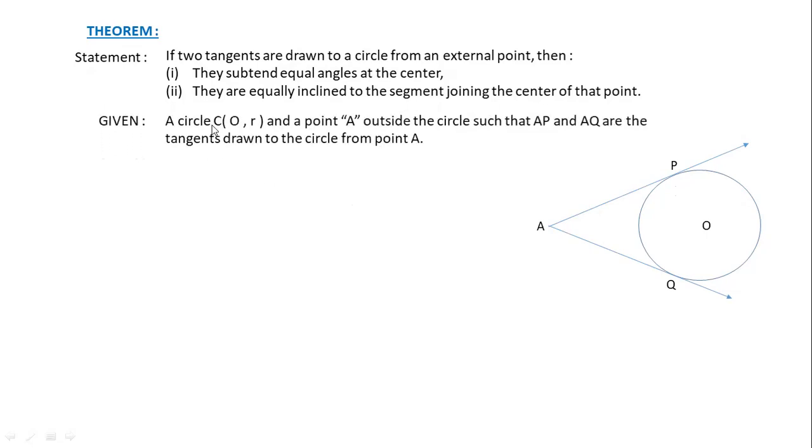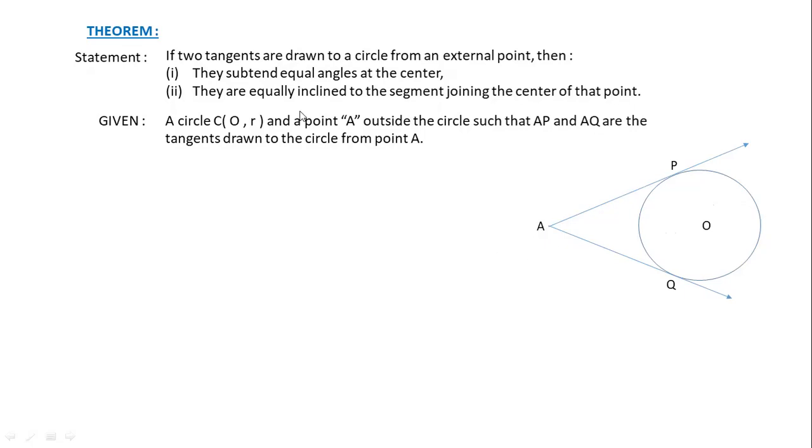This much is clear. So what is given here? We are given a circle C(O, R), meaning a circle with center O and radius R. And a point A outside the circle such that AP and AQ are tangents drawn to the circle from point A. So this is given. This is a circle with center O and radius R. There is a point A outside the circle and AP and AQ are drawn from this point A.